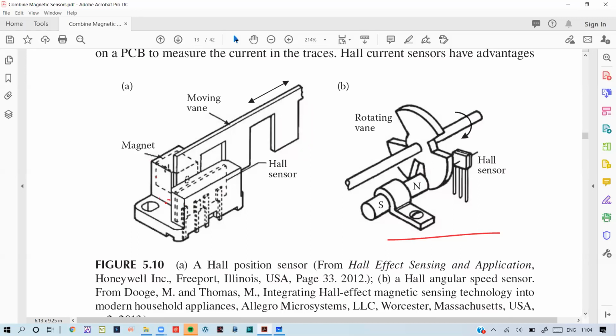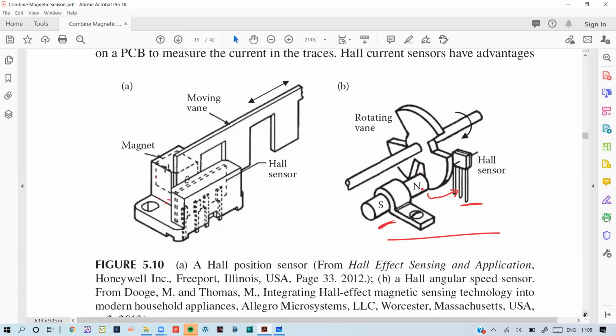This is how it works. It's the simplest one. This is a circular one. This is a rotating vane. There's a north-south magnet. There's a Hall sensor here. There's a magnet. There's a rotating vane. Whenever this position changes, the magnetic flux felt by this sensor changes. So when it changes, that change is detected in the output of this circuit.